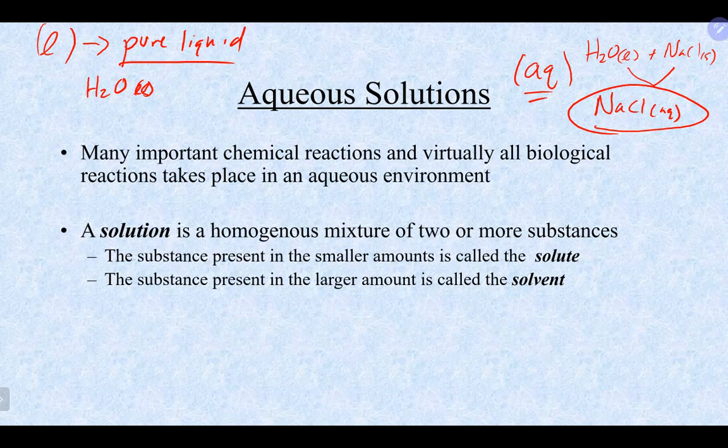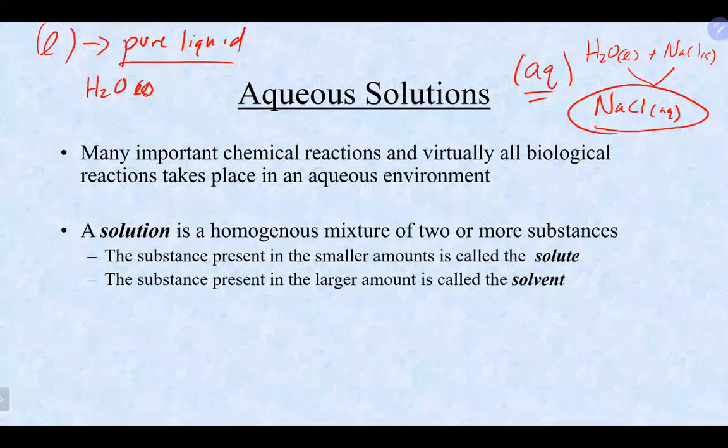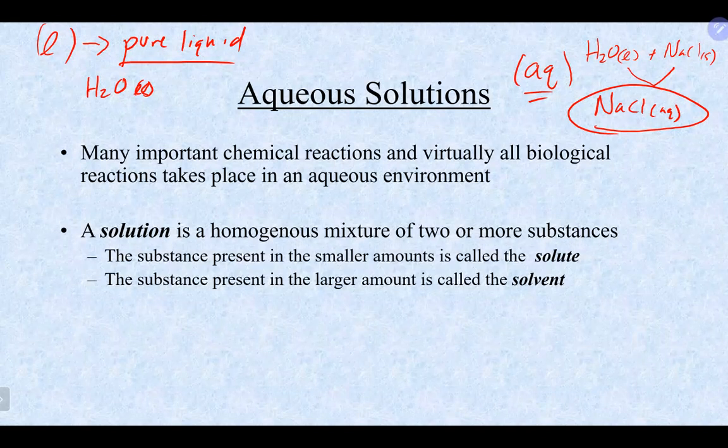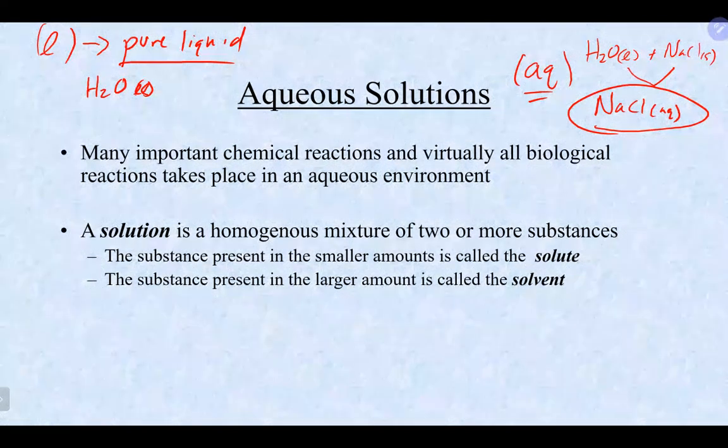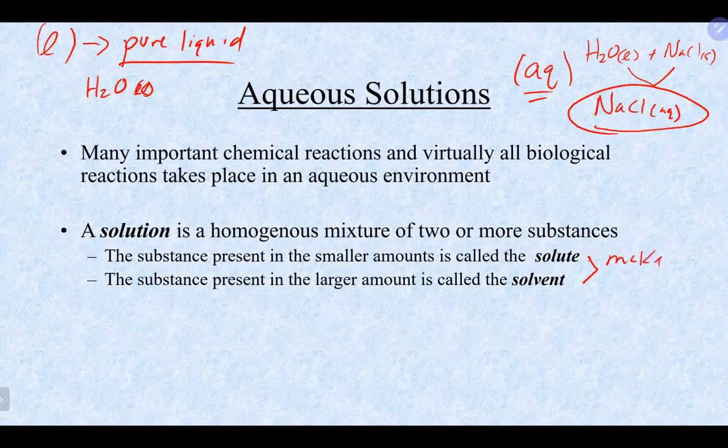There's really two parts to a solution. The first part of a solution is what's known as the solute. The solute is the smaller part of the solution, so it's usually the substance that is dissolved. And it's usually dissolved in the larger part, which is known as the solvent. So both the solute and the solvent together make up a solution. You do need, obviously, both of these to make up a solution.